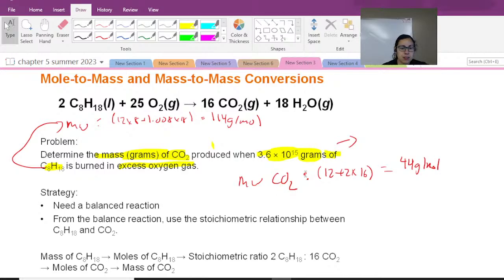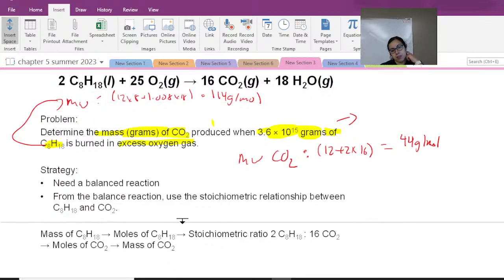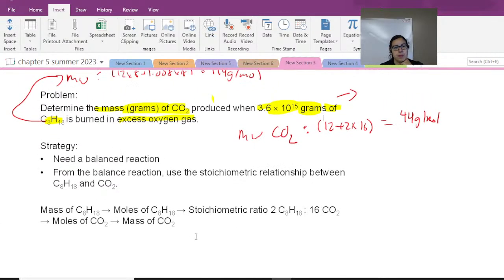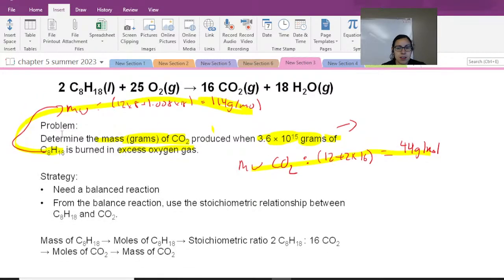So yeah, now we start. They gave us the strategy, right? But we want to just do it for ourselves. So the first thing you might want to do when you see a problem, right, we need mass of CO2, so we needed molecular weight of CO2, and then we needed molecular weight of octane to begin. So then we set that up.